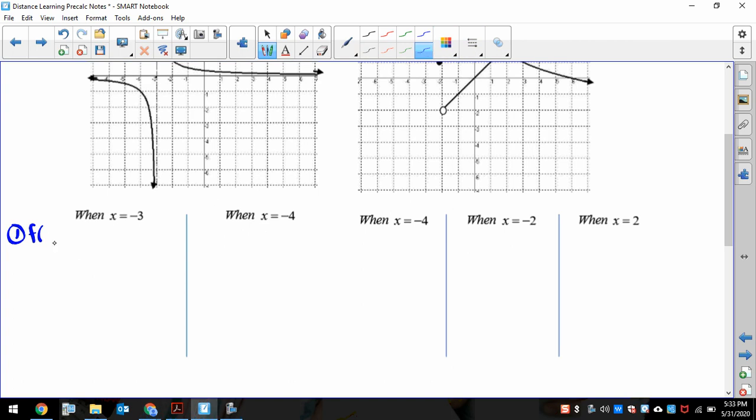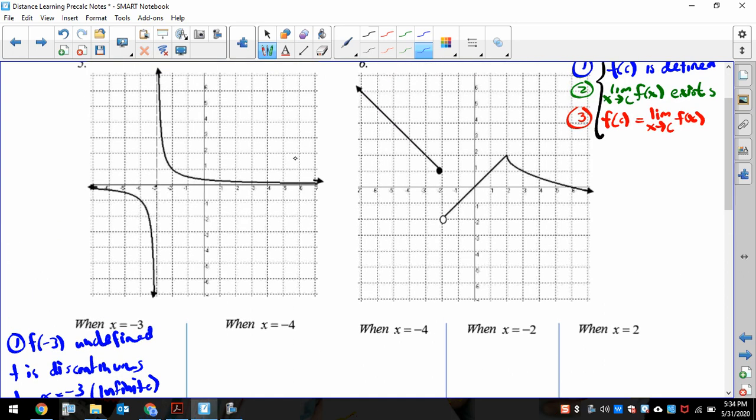So here, we want to check f of -3. This is undefined, because it's on a vertical asymptote. So this is discontinuous. f is discontinuous at x equal -3, and we'll just put in parentheses here, infinite. It's an infinite discontinuity because we're at a vertical asymptote.